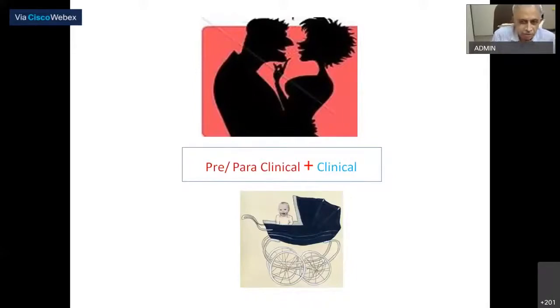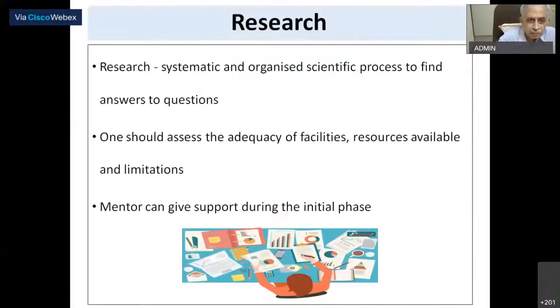For very serious research, you require cooperation not only from clinical, non-clinical, paraclinical, everybody should work together so the outcome will be good. So research, as Dean has said, is a systematic and organized scientific process to find out answers to your question. So you have a question, you have a problem. So now you are trying to find out a solution to your problem.